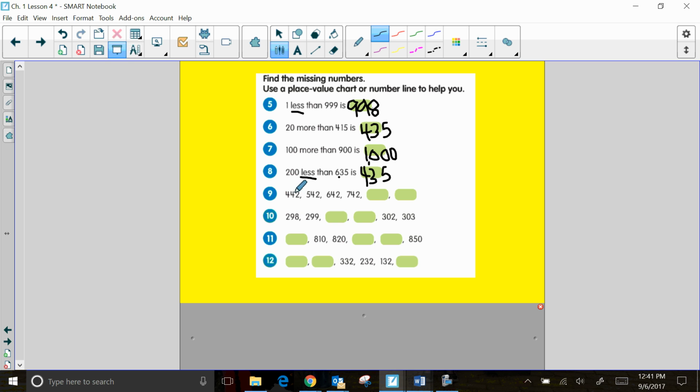Continuing our pattern here, for number 9, we have 442, 542, 642, 742. I notice that it's just my hundreds place that's changing. Every other digit is staying the same. So I should have 842 and 942.